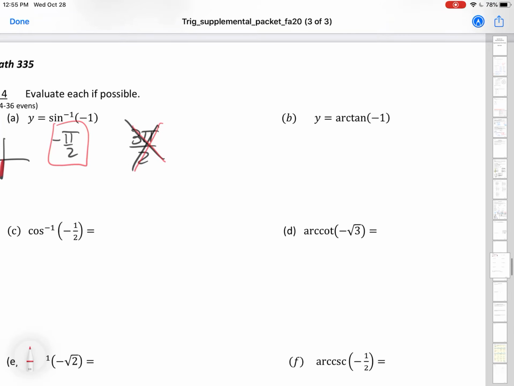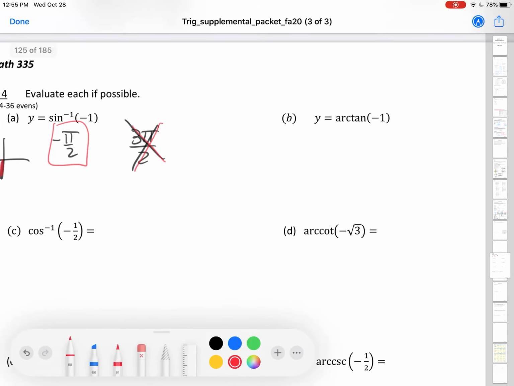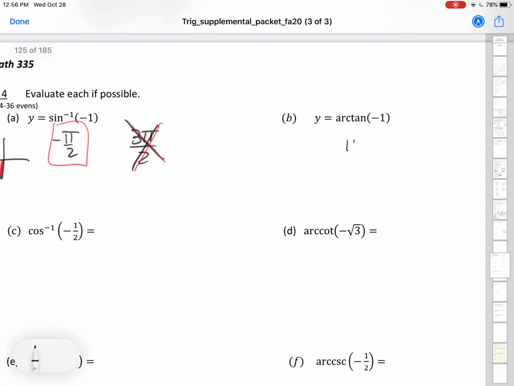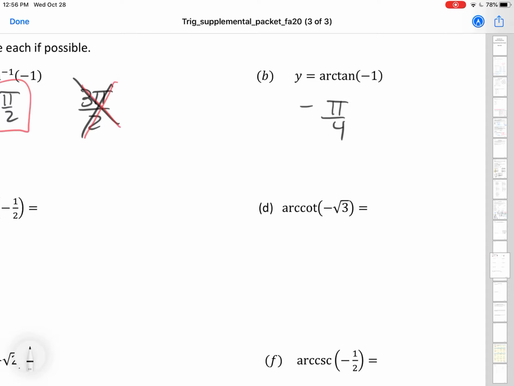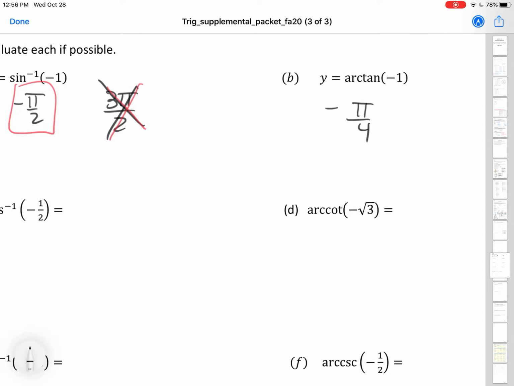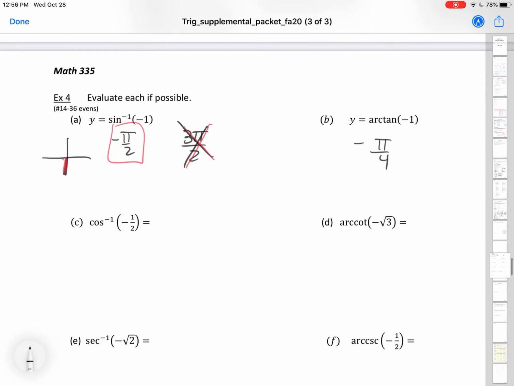How about arctan of -1? Well, here's what I would think to myself. Oh, I know it's a pi over 4 angle. Tangent corresponds to sine because that's what's on top. Sine's output is between minus pi over 2 to pi over 2, so it's a negative. But I would start with the reference angle.